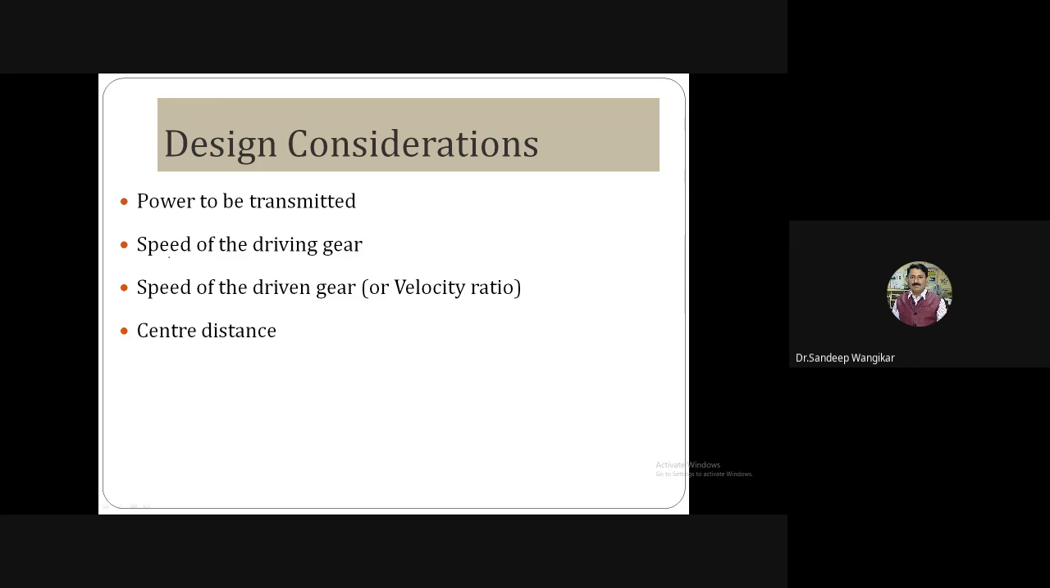Then second thing required, speed of the driving gear and speed of the driven gear, or you can call it velocity ratio. This defines the stages of the gear. For example, assume that I want to transmit 10 kilowatt of power. Then speed of the driving gear, assume that standard case I will take 1440 rpm. Now velocity ratio or speed of driven gear. If I say that speed of driven gear is 360, then 4:1 ratio reduction type, very simple spur gear can be used for this application.